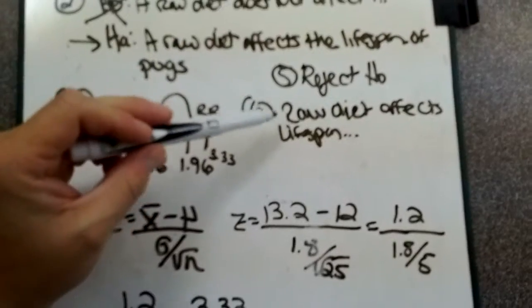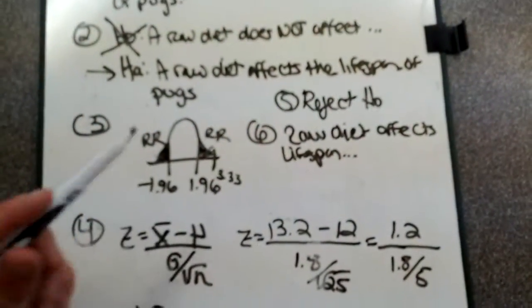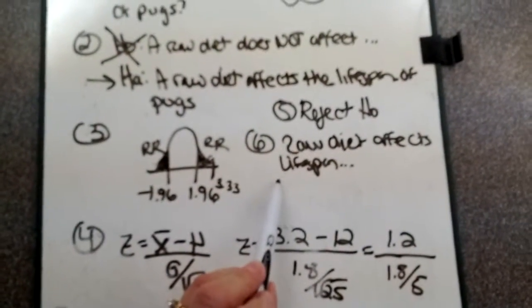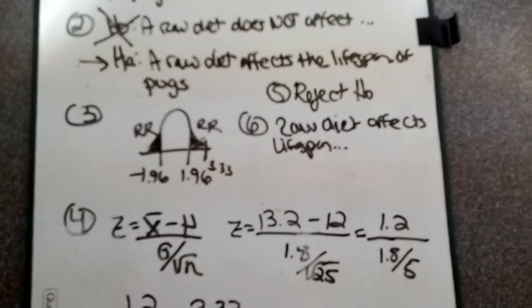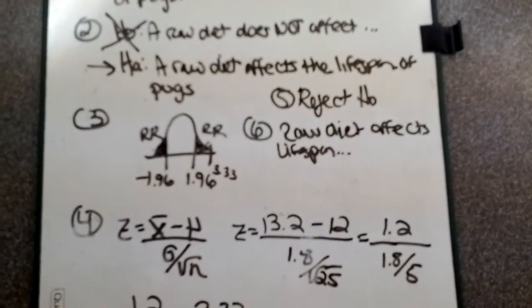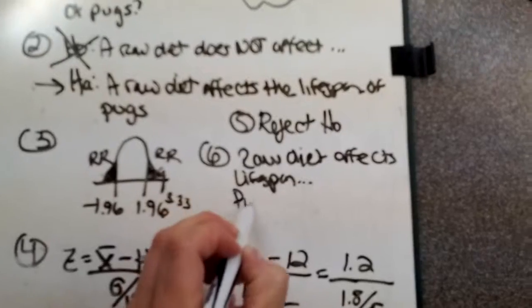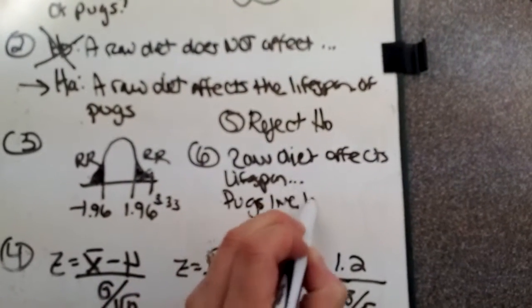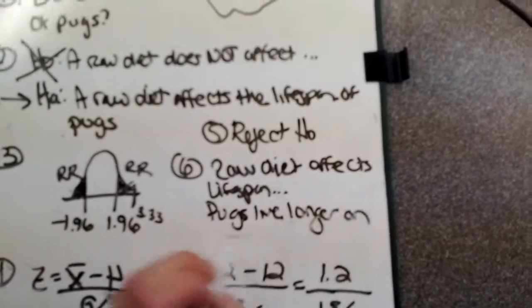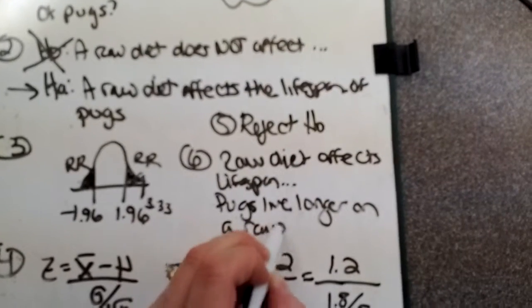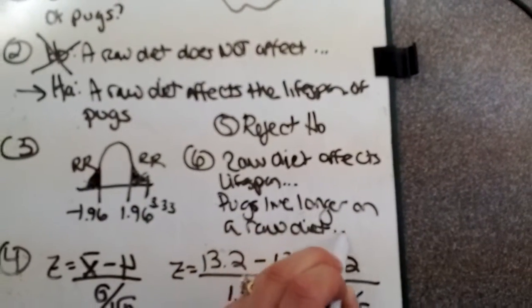But if I were to call my grandmother and say, Grandma, I rejected the null today and found that the raw diet affects the lifespan of pugs, my grandmother who loves pugs is going to want to know what the answer was. So we might as well follow up and tell her, Grandma, the pugs live longer on a raw diet compared to those with a regular diet.